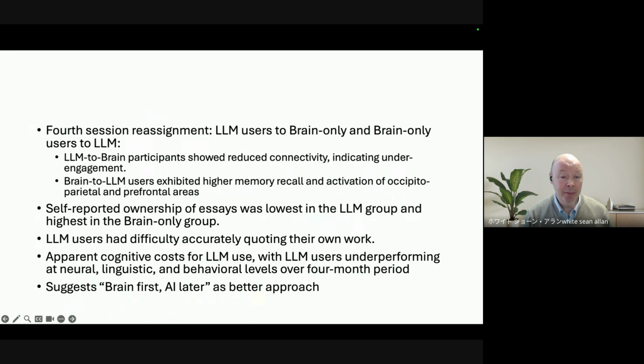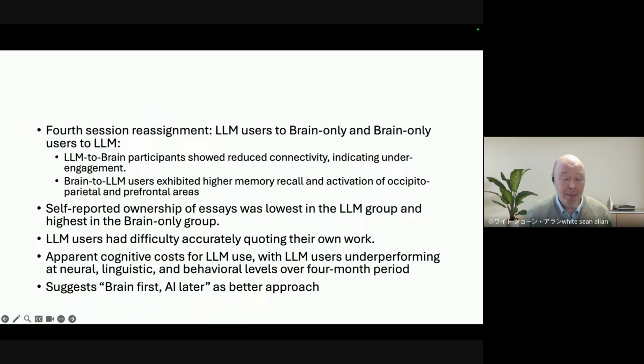Also, self-reported ownership of essays was lowest in the LLM group, not a surprise, and highest in the brain-only group. This goes back to the idea of voice, I think. So, instead of voice, ownership may also be another term we can use there. LLM users had difficulty accurately quoting their own work also, perhaps not a surprise. And they argued that there are apparent cognitive costs for LLM use, with users underperforming at neural, linguistic, and behavioral levels over a four-month period, which suggests that brain first, AI later may be the better approach.